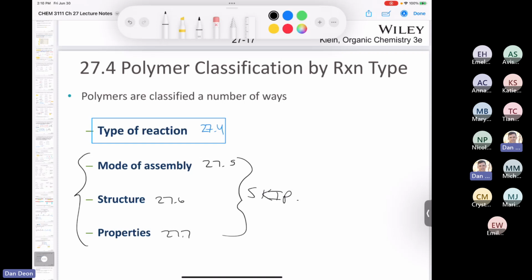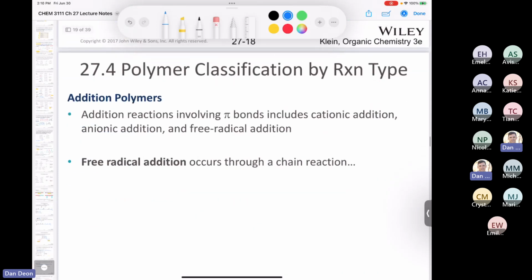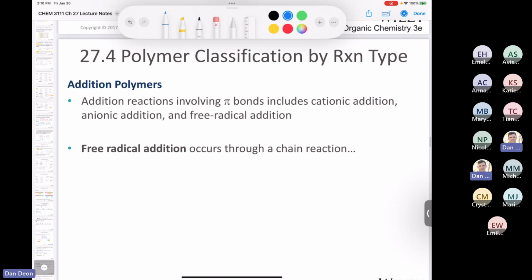And when it comes to type of reaction, there's 3 types. There's radical, there's cationic, and there's anionic. And what we're going to do right now is take a short break, and when we come back, we're going to get into all of these 3 types of polymerization reactions, meaning free radical, cationic, and anionic addition to make a radical. And that will be the last section that we cover in organic chemistry 2.